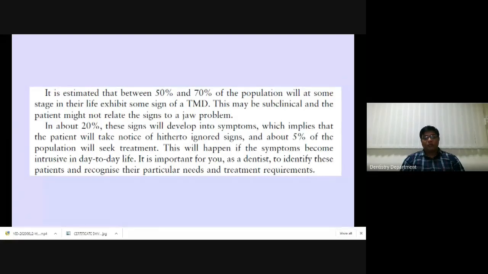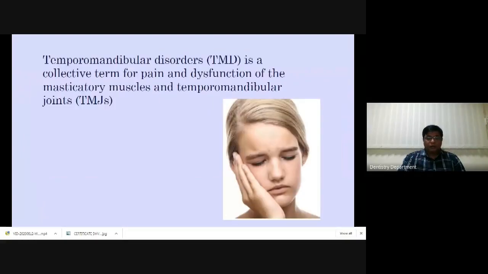This problem is hugely seen by almost all practicing dentists and students who are studying. TMJ pain is almost ubiquitous. By definition, TMD is a collective term for pain and dysfunction of the masticatory muscles and temporomandibular joints. So it is not only the TMJ; it involves masticatory muscle dysfunction also.